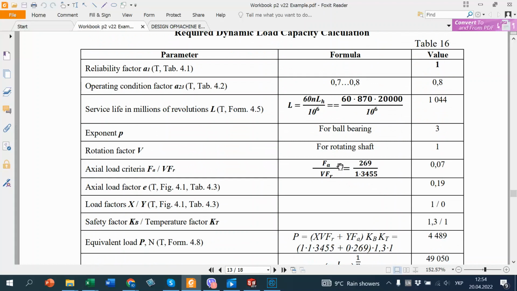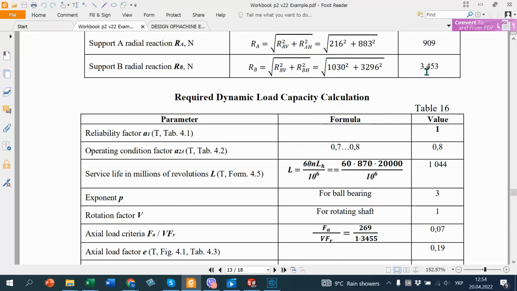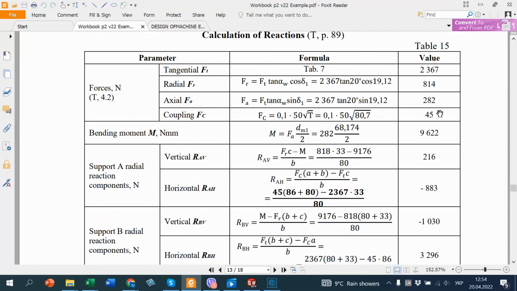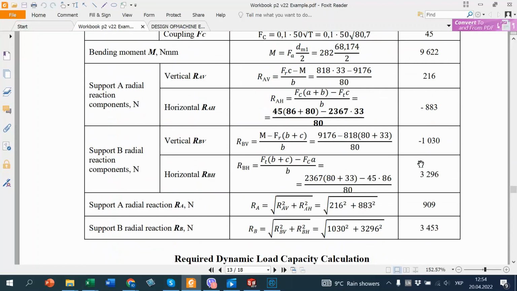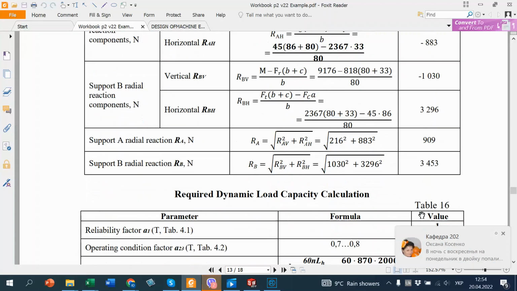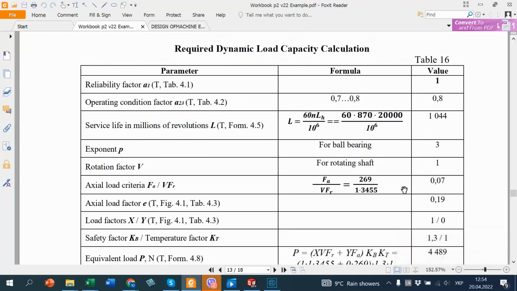And V1 and Fr is the radial load, 3004. Very big difference between radial load and axial force. Axial force in our case is 800, radial load 3000. So approximately 4 times different. So this value in my case is 0.07.